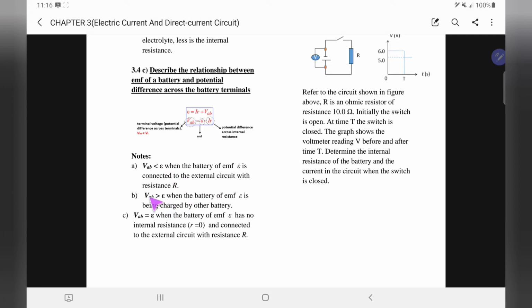Then the terminal voltage is greater than EMF. This happens when the battery is connected to another battery. We are talking about the charging process of the EMF. At that time the terminal voltage is greater than EMF, because we need to charge the battery, isn't it? And V terminal equals EMF when the battery of EMF has no internal resistance. Of course, when there is no internal resistance, there is no potential drop by the internal resistance, so the EMF and terminal voltage are equal to each other.